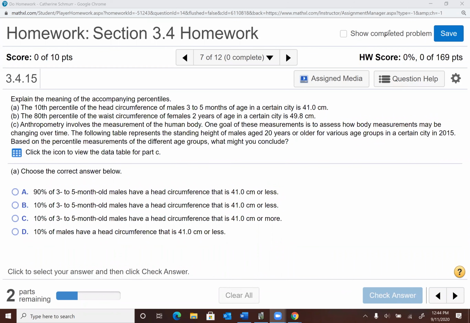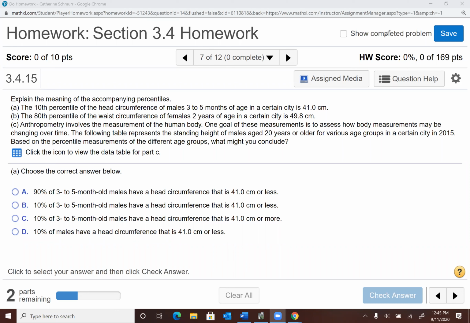Okay, so this is a quick video over section 3.4, problem 7 from statistics. And the problem asks us to explain the meaning of the accompanying percentiles. So one thing to remember about a percentile is it's telling you the percent of the data that is less than the given value. So part A says the 10th percentile of the head circumference of males 3 to 5 months of age in a certain city is 41 centimeters.